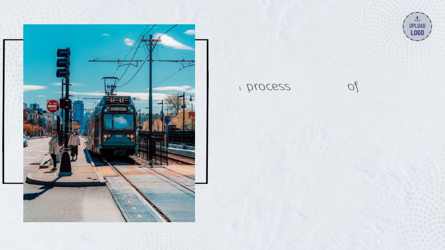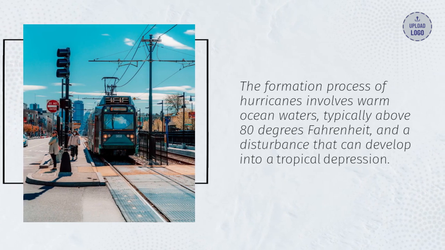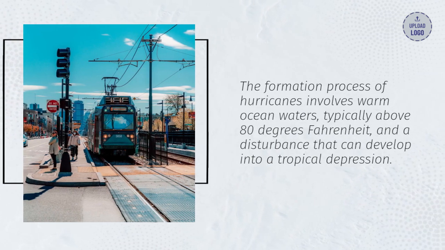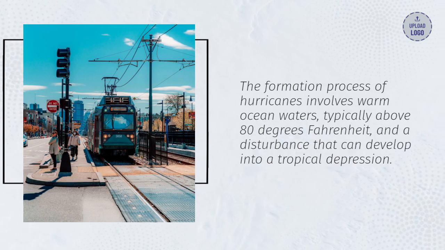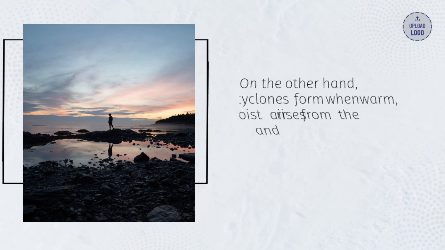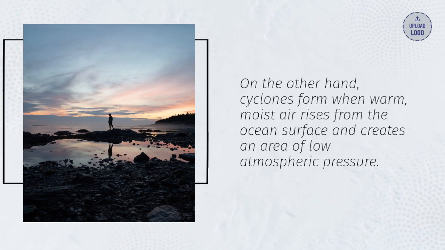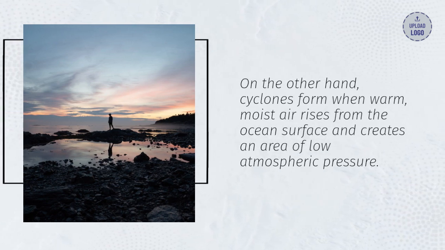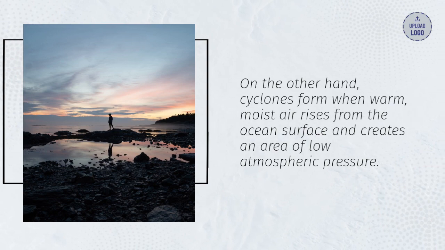The formation process of hurricanes involves warm ocean waters, typically above 80 degrees Fahrenheit, and a disturbance that can develop into a tropical depression. On the other hand, cyclones form when warm, moist air rises from the ocean surface and creates an area of low atmospheric pressure.